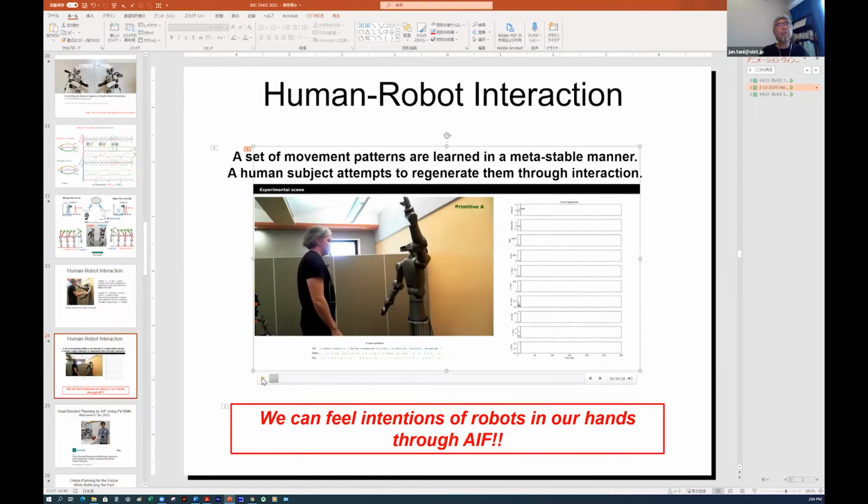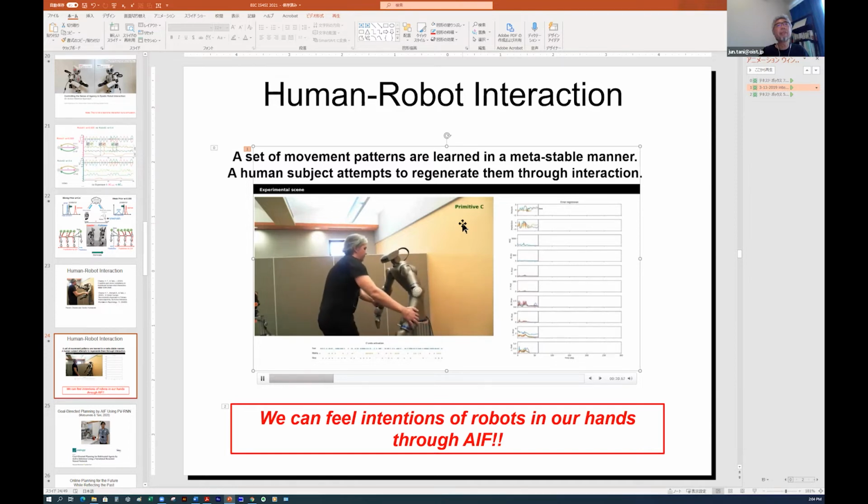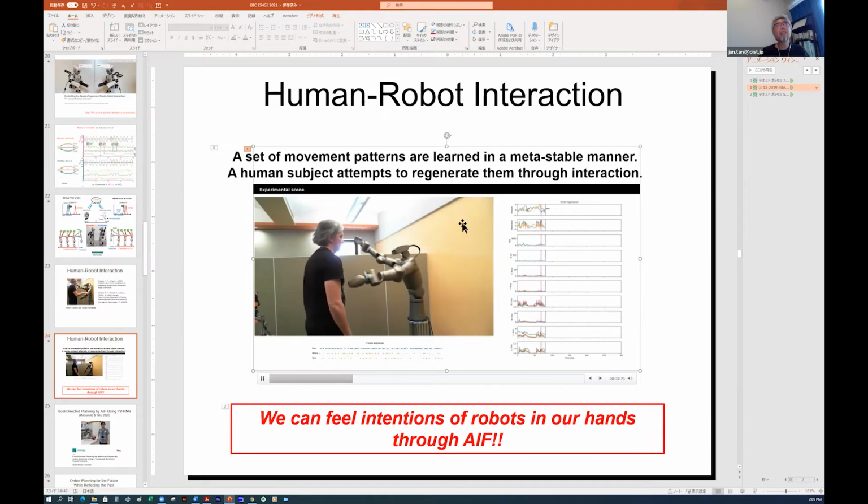So now the robot generates primitive A, and now he starts to interact. Then its prediction goes down because he interferes. So now the primitive pattern changed to the C. Now again, he is interfering with the robot. So primitive D comes, something like that.